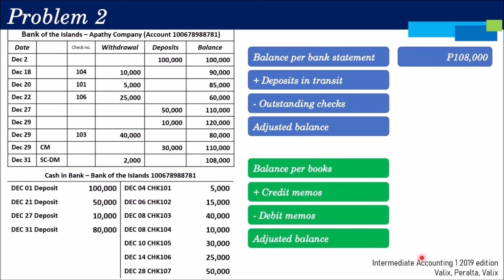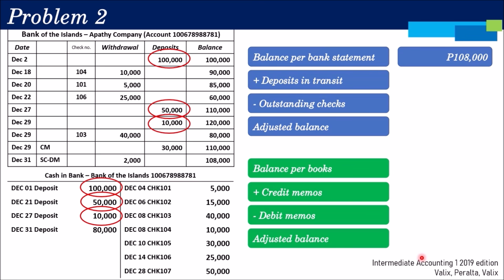December 1 deposit na 100,000. Tingnan natin kung merong 100,000 doon sa bank statement. Meron. So, hindi po yan deposit in transit kasi nag-reflect. Next, December 21 deposit na 50,000. Meron pong December 27 na 50,000. Ayos na deposit din. December 27 deposit na 10,000. Meron din po tayong deposit na 10,000.